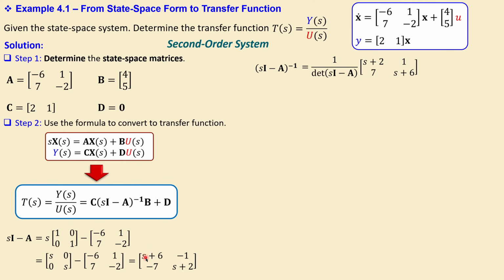So we need to determine that given by that, and we need to flip this and this. So we need to change the location of the position of these. S plus 6 goes here and s plus 2 goes there, and we need to change the sign of these two elements. That's actually the formula. You can see that will be plus 1 and plus 7, and these are replaced.